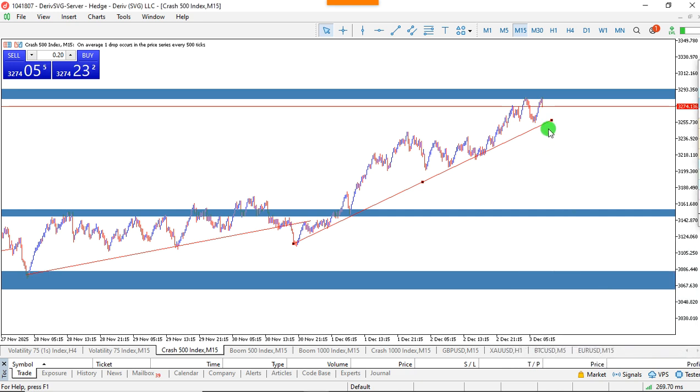Where the market reacts to this zone, if you can see new structures being formed, then we can think of going short on this and targeting it here. So let's wait for how the market reacts at this zone. Then we can think of going short to this next zone.